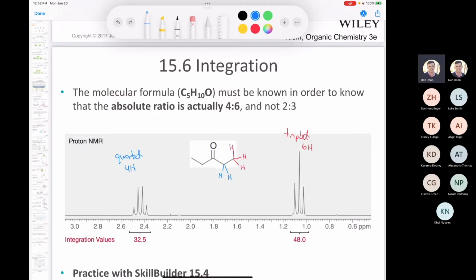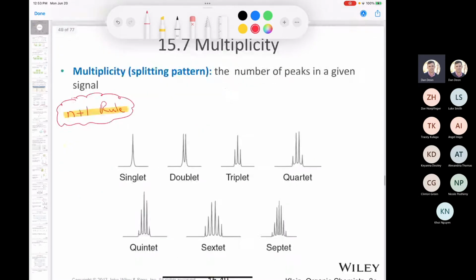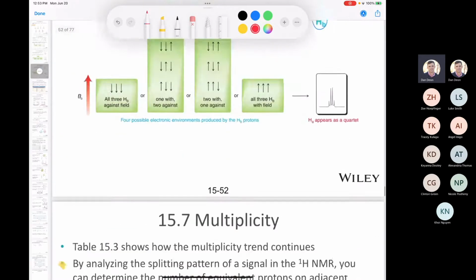If we go over to the quartet, why do we get a quartet for these 2 protons? Because they're split by all 3 of these. 3 plus 1 gives you 4, a quartet. That provides the rationale for the quartet and the triplet in this NMR spectrum. We're going to look at other examples, but this is a first one to get you going.